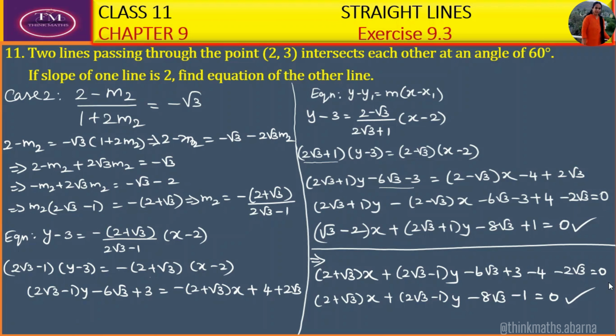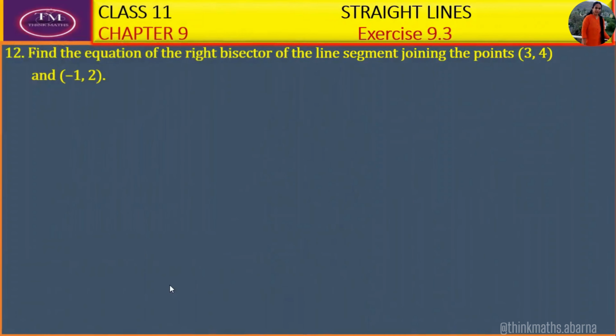Okay. So the equation of the other line can be root 3 minus 2 into x plus root 3 plus 1 into y minus 8 root 3 plus 1 is equal to 0, or 2 plus root 3 x plus 2 root 3 minus 1 into y minus 8 root 3 minus 1 equal to 0. So these are the two equations. Clear? So shall we move on to the 12th question?